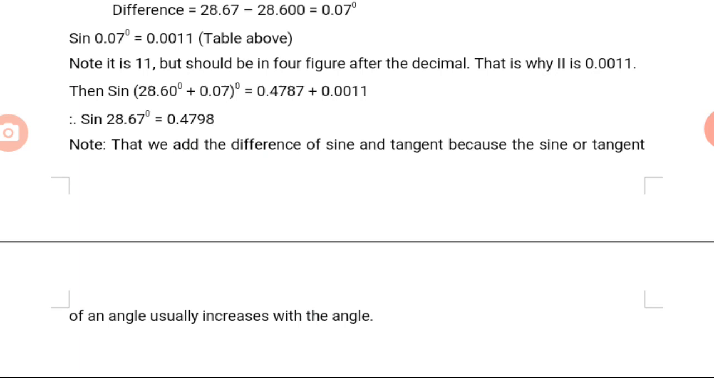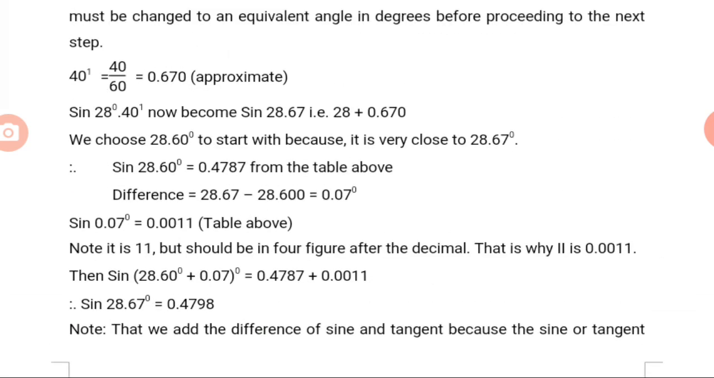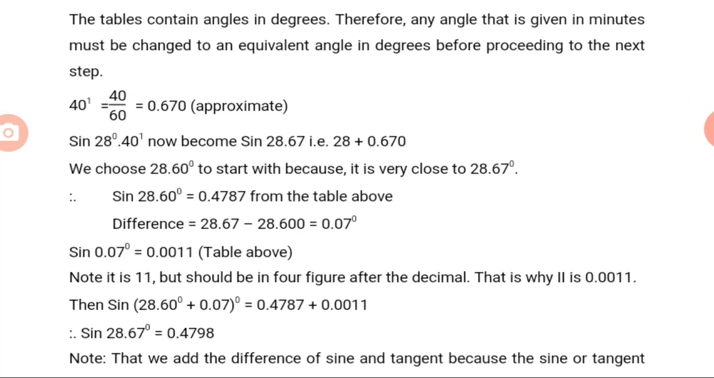So inshallah, by next class, we shall continue with the other 2 examples. We shall look at the solution to the other 2 examples. Please, before we go, the 4-figure table is very important. So try to know how to look at the 4-figure table. You will see the sine of angles in degrees, cos of angles in degrees, and tangent of angles in degrees. These are the places that you are going to be looking at.